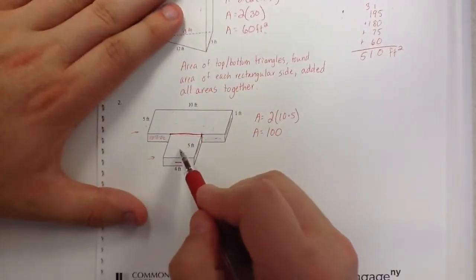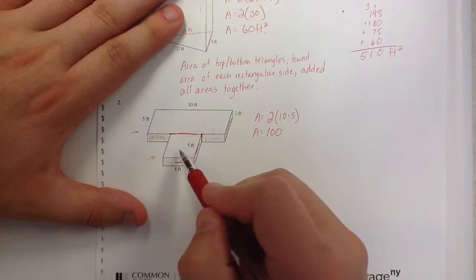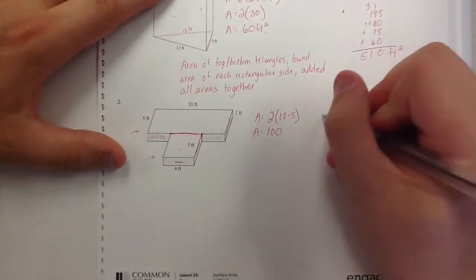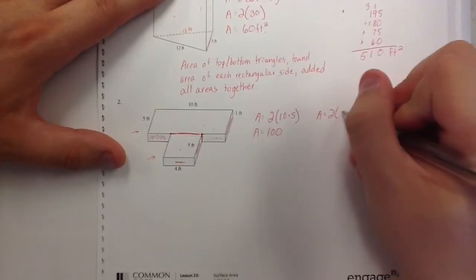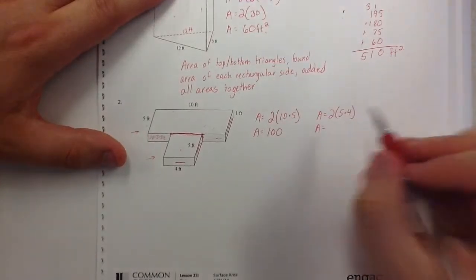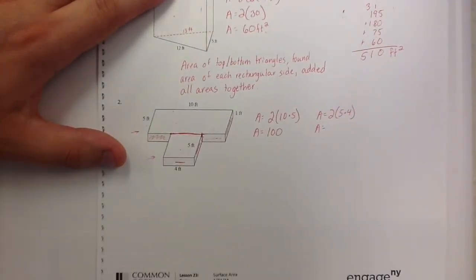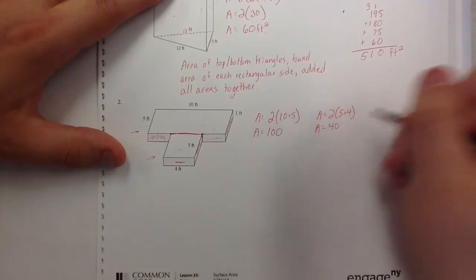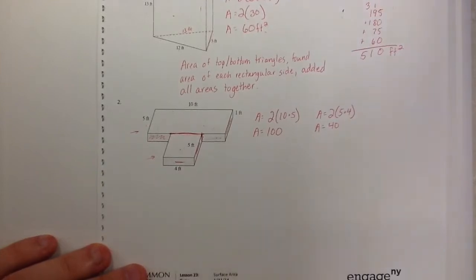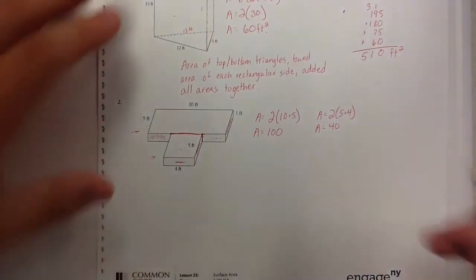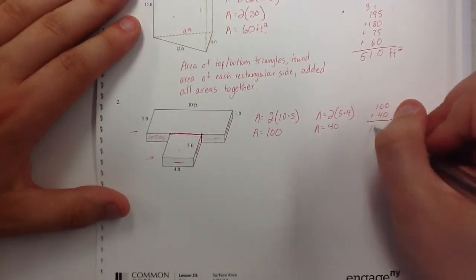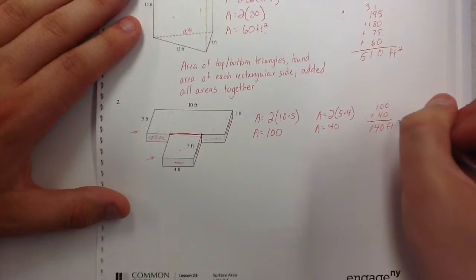Now we need to find the area of this rectangle, and again we can say there's 2 of them because there's one on the top and one on the bottom. A equals 2 times 5 times 4. 5 times 4 is 20. 20 times 2 is 40. Okay? So the area of all this white space on the top and the white space on the bottom, we could total that up to be 100 plus 40 gives us 140 feet squared.